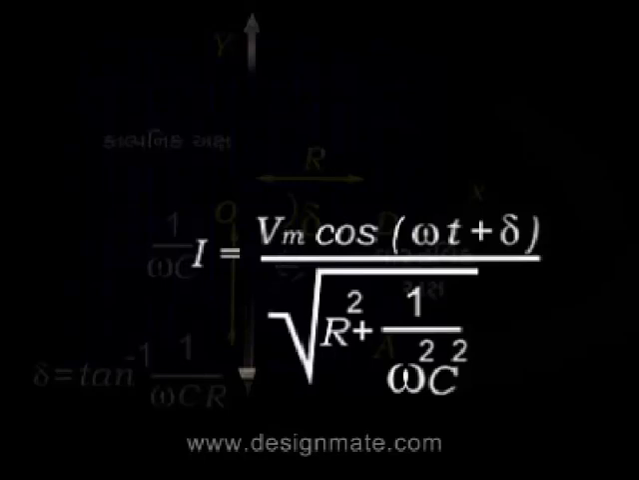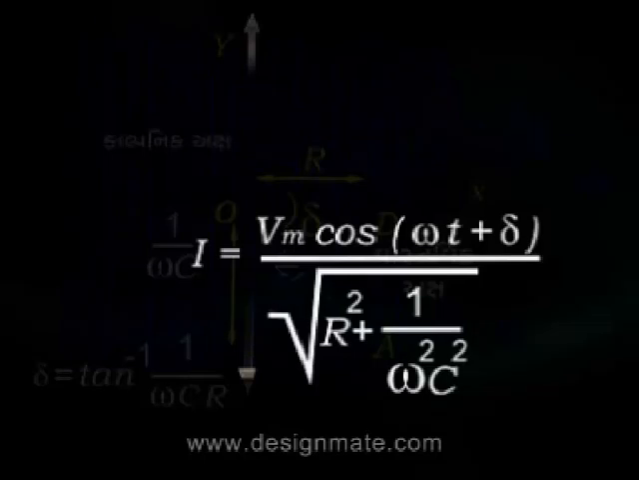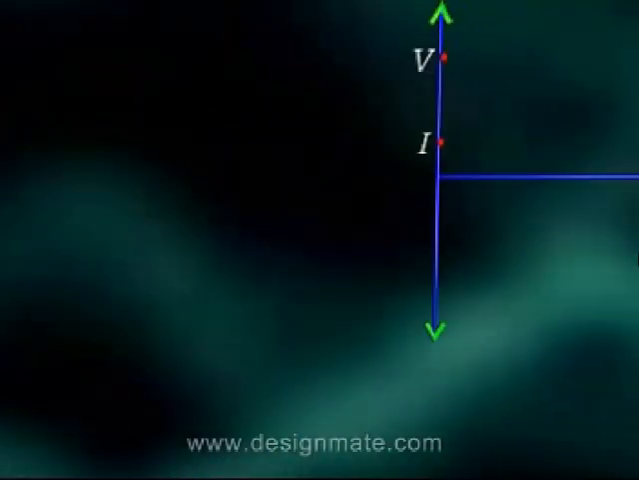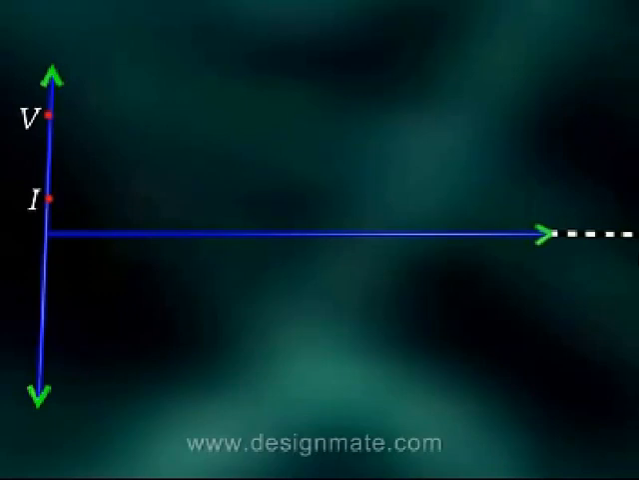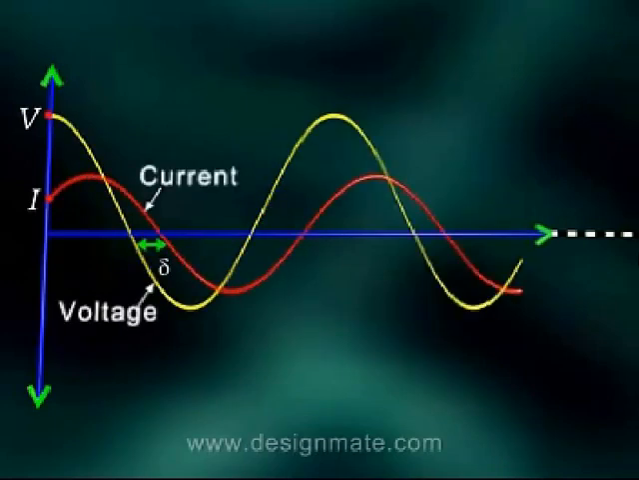I is equal to Vm cos(omega t plus delta) upon square root of R squared plus 1 upon omega squared C squared. Current will now be ahead of the voltage in phase by a value delta.